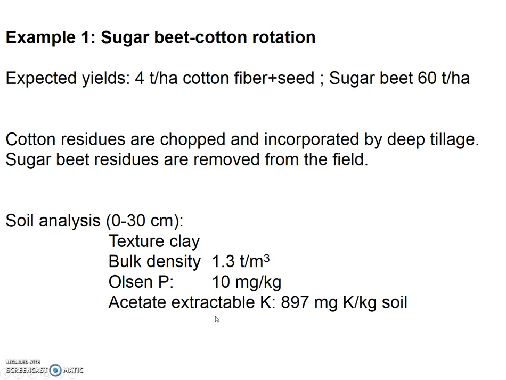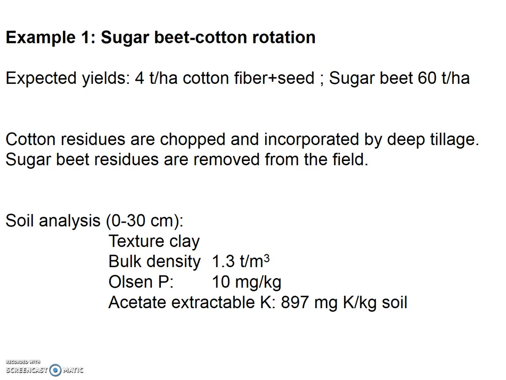We will see now a couple of examples of the calculation of P and K fertilizer. The first example is a sugar beet cotton rotation. The expected yields are 4 tons per hectare for cotton fiber plus seed and 60 tons per hectare of sugar beets. The cotton residues are chopped and incorporated by deep tillage. The sugar beet residues are removed from the field.